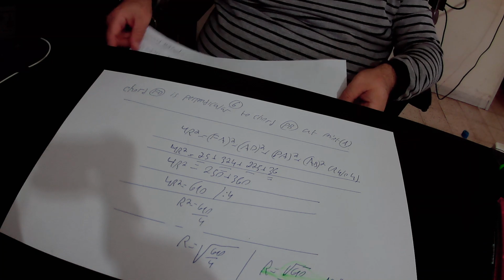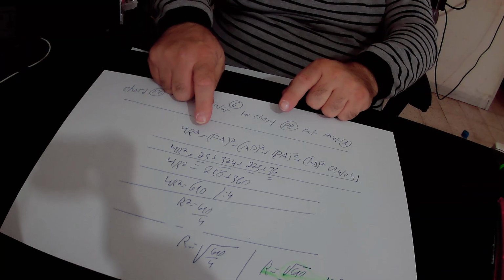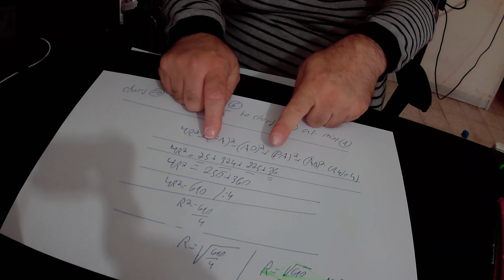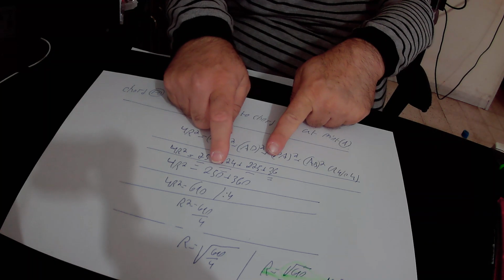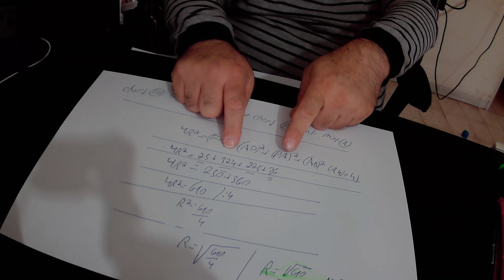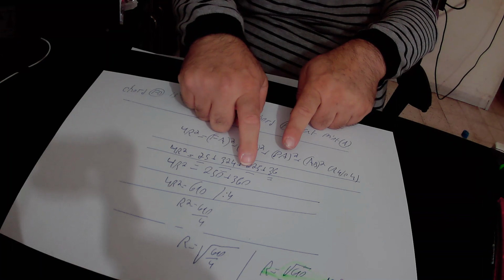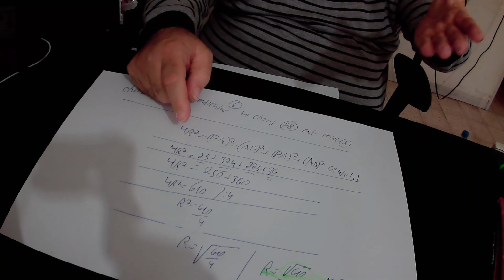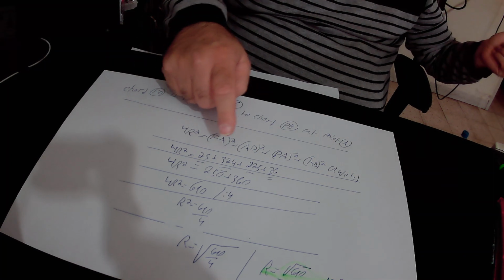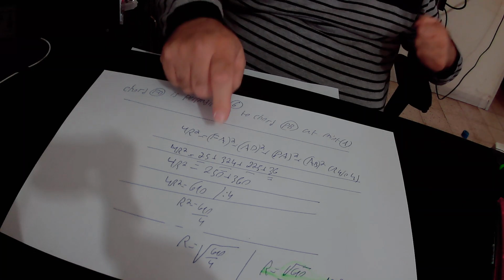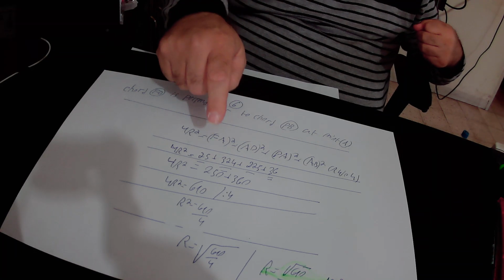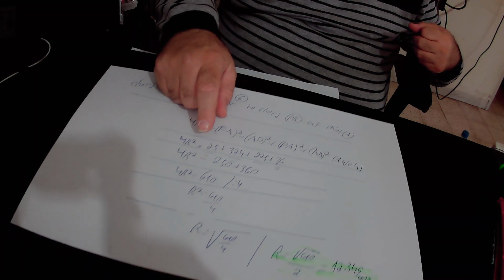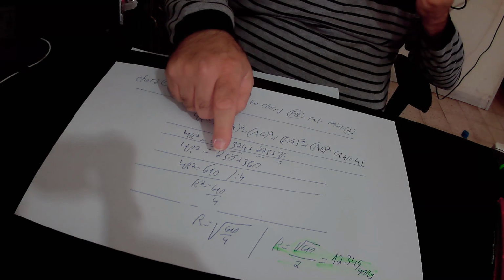So in conclusion, 4R squared equals 25 plus 225, which is 250, and 324 plus 36, which is 360. So 4R squared equals 250 plus 360, which is 610.